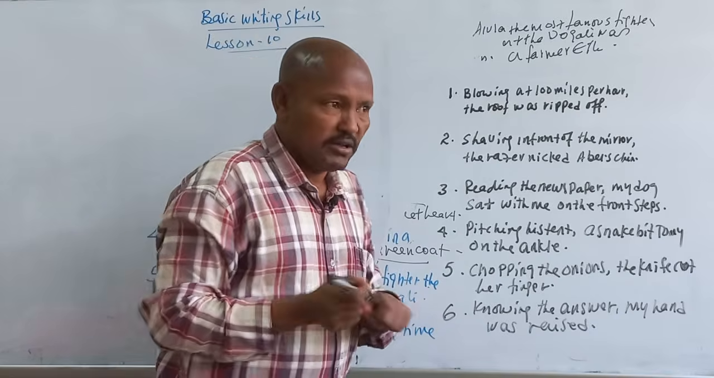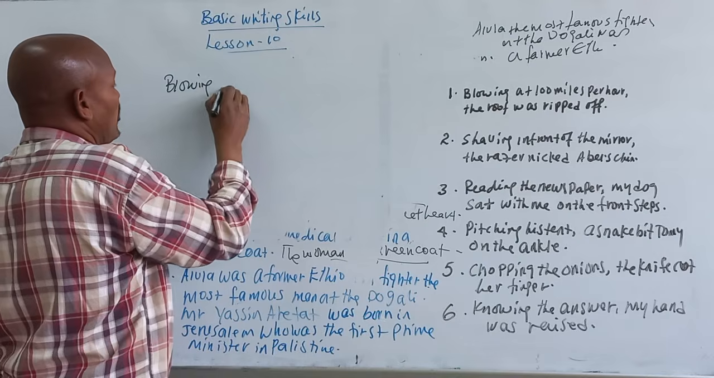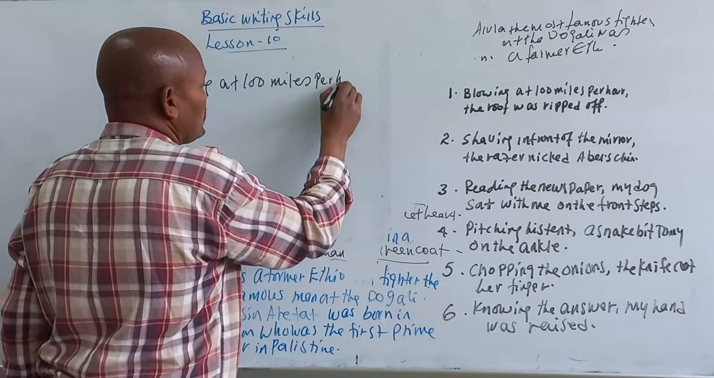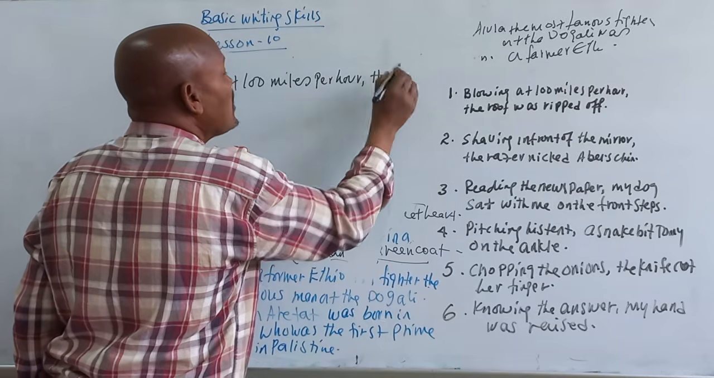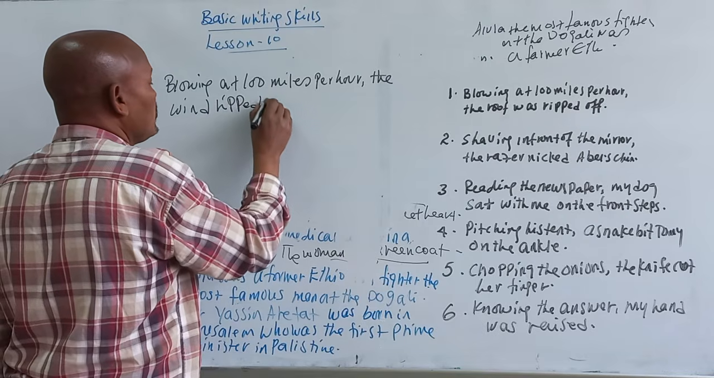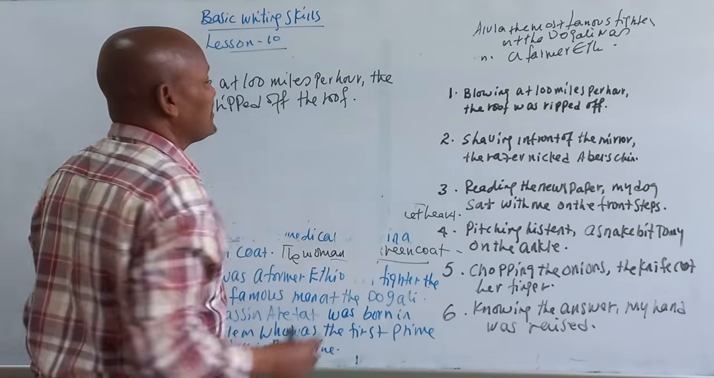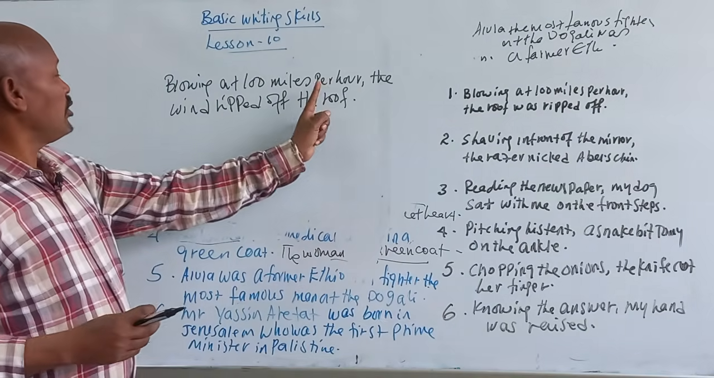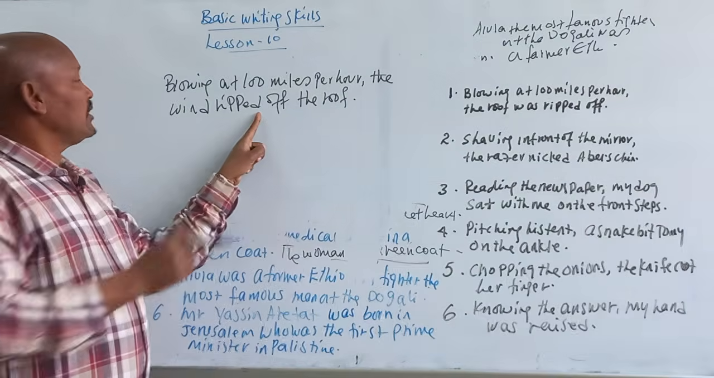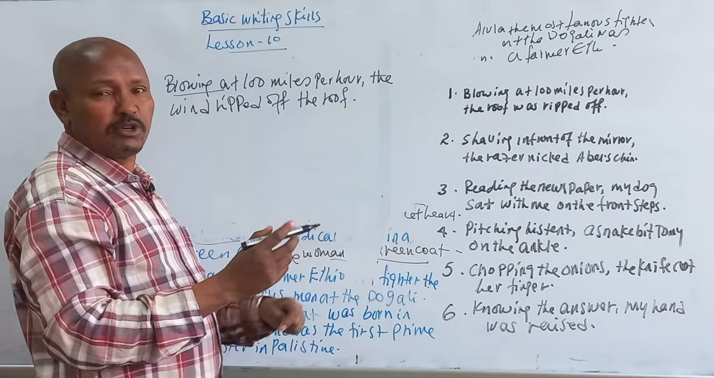Let me show you one. The first way, for example: here, blowing at 100 miles per hour. Yes, the wind. The wind ripped off the roof. Absolutely right. This is blowing at 100 miles per hour. The wind ripped off the roof. I'm talking about this one. Yes, the wind.